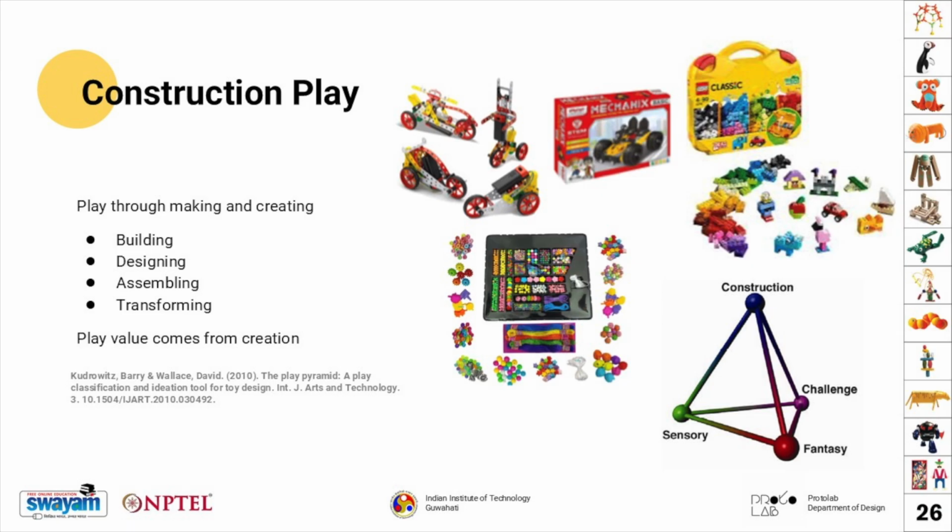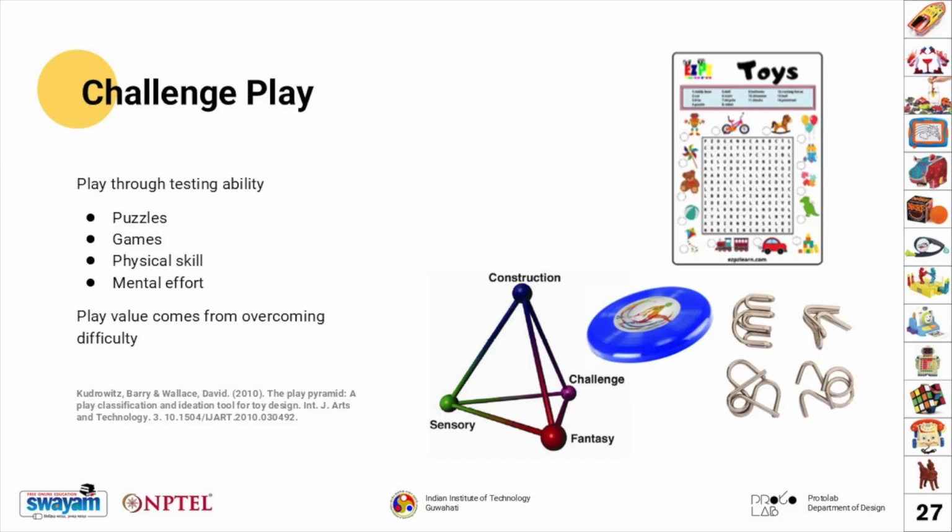Designing for construction play means designing systems rather than outcomes. Loose parts, modularity, reversibility, and open-endedness become crucial. This category is especially powerful for creativity, problem solving, and agency. It allows children to experience themselves as makers, not just users.